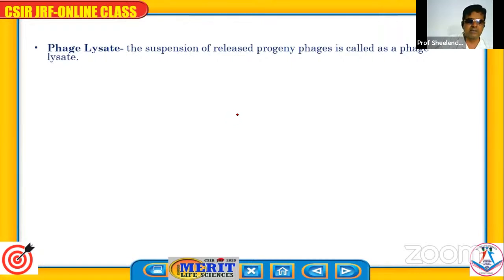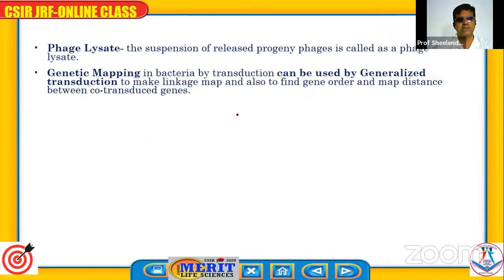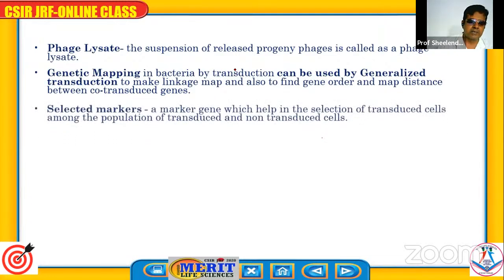Before starting all these things, let us start with some glossary points, like what is phage lysate. This is the suspension of released progeny phages, the outcome in the phage lysate. Genetic mapping and generalized transduction are methods which you can utilize for gene transfer. With gene mapping, you can prepare the linkage map, make a gene order, and calculate the gene distance or map distance.